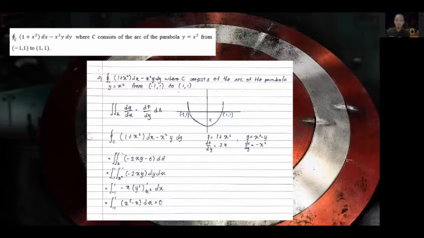So we substitute into the theorem equation, with y from x squared and x from negative 1 to 1, negative 2xy dy dx. So the final answer for this question is 0 because this is an odd function. So that's all. We continue with the next question.